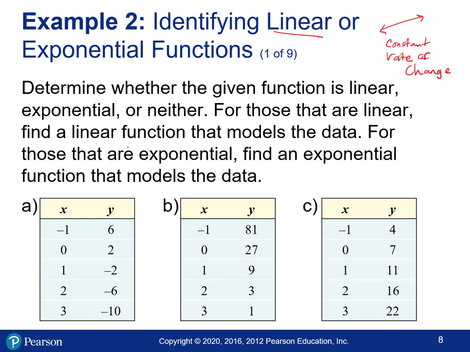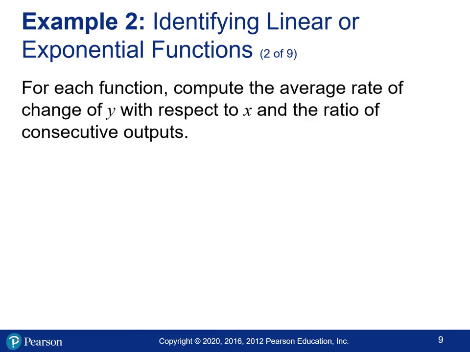And if it is linear, we'll find a linear model for it. And if it's exponential, we'll find an exponential model for it. So we're going to do this for parts A, B, and C using the data. And for each function, we're going to compute the slope. So average rate of change is the slope, which is rise over run. Our formula from the past is the difference in the y's divided by the difference in the x's. So that's what rate of change is asking for.